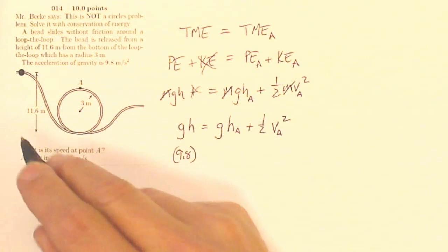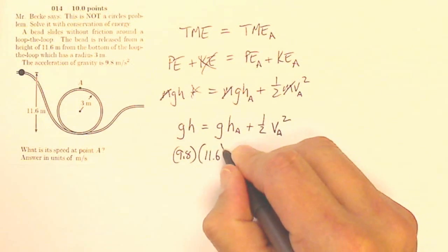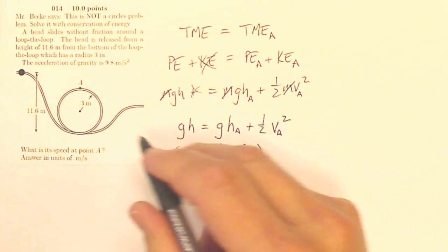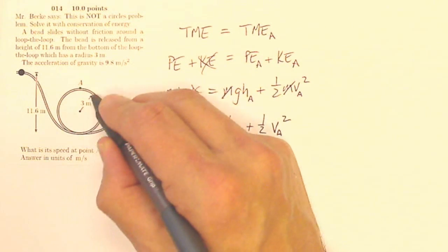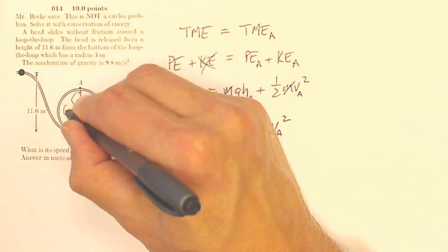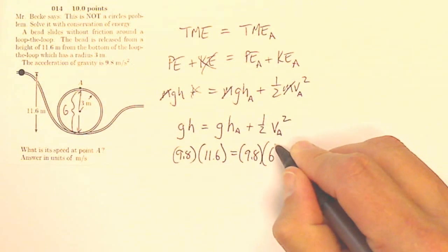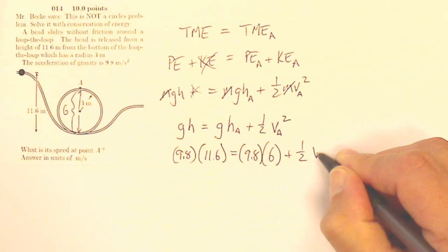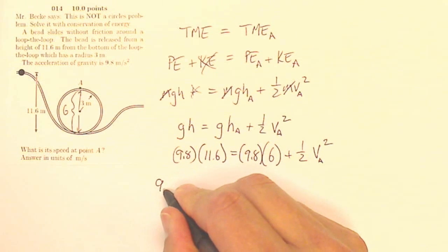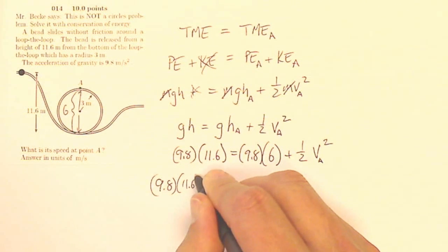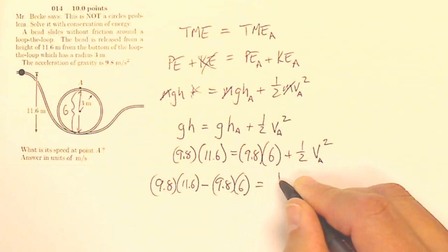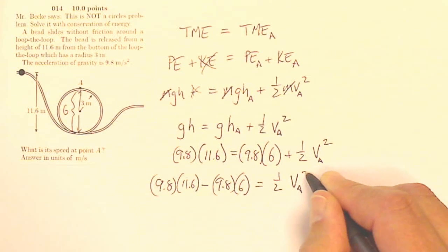The initial height for me is 11.6 meters, equals gravity of 9.8 again times the height at A. What is the height at A? Well, if this is a 3-meter radius, then I know this is 3 and this is also 3. So this whole thing together becomes 6. So I'm going to get 6 meters plus 1/2 times the velocity at A squared. So I'm going to subtract this. So I get 9.8 times 11.6 minus 9.8 times 6 equals 1/2 times the velocity at A squared.